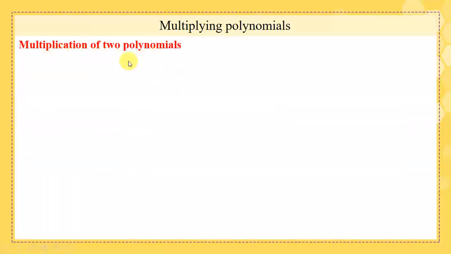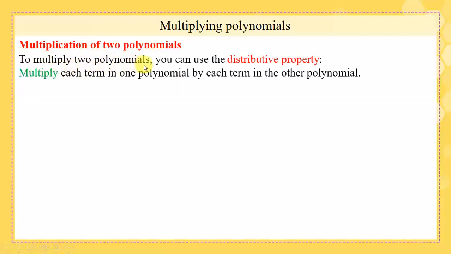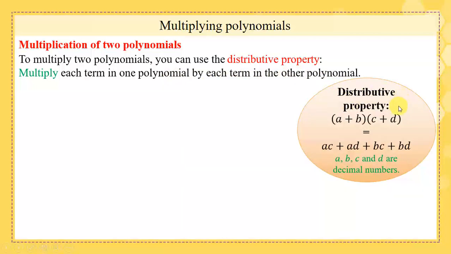Multiplication of two polynomials. To multiply two polynomials, we can use the distributive property. Multiply each term in one polynomial by each term in the other polynomial. The distributive property states that (a plus b) times (c plus d) equals ac plus ad plus bc plus bd. If you notice, a is multiplied by c, then it is multiplied by d, then b is multiplied by c, then b is multiplied by d. We will apply it to the multiplication of polynomials.